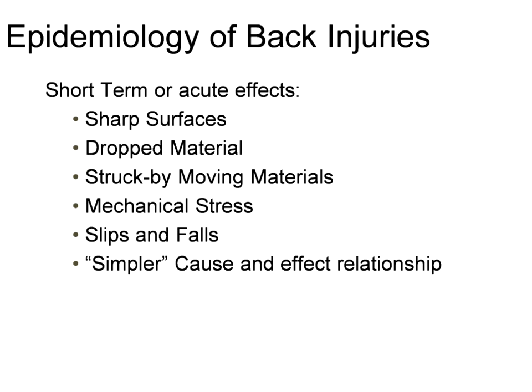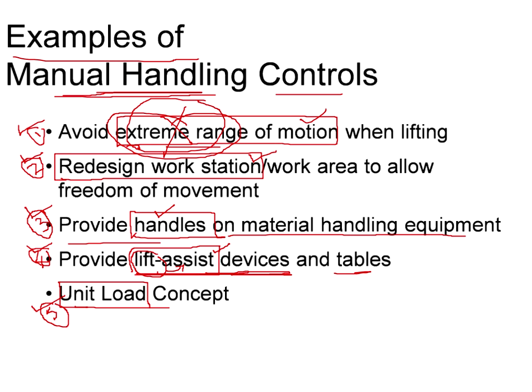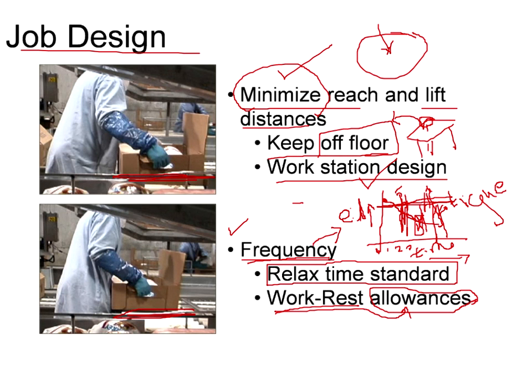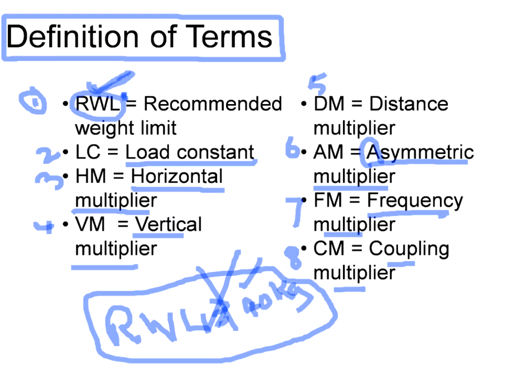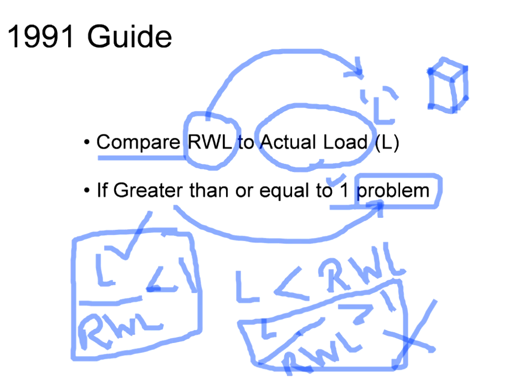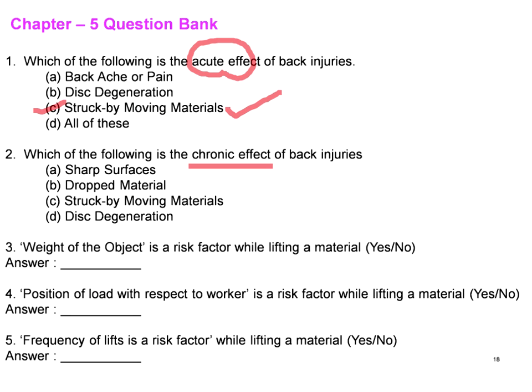I have given some questionnaires. Say for example, which one of the following is an acute effect? Acute means short-term back injuries. Disc degeneration, struck by moving parts, backache, pain. Get the answers. See the slide. This point I have given in the question. So this is struck by moving materials. That is the answer. So you see the slides and find the answer, and if it is difficult to get the answer, as usual you can get the answer from me in office time.